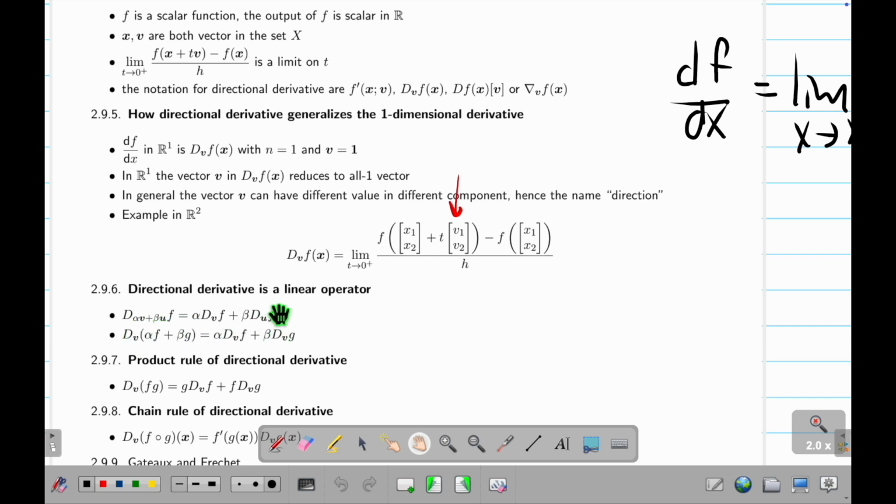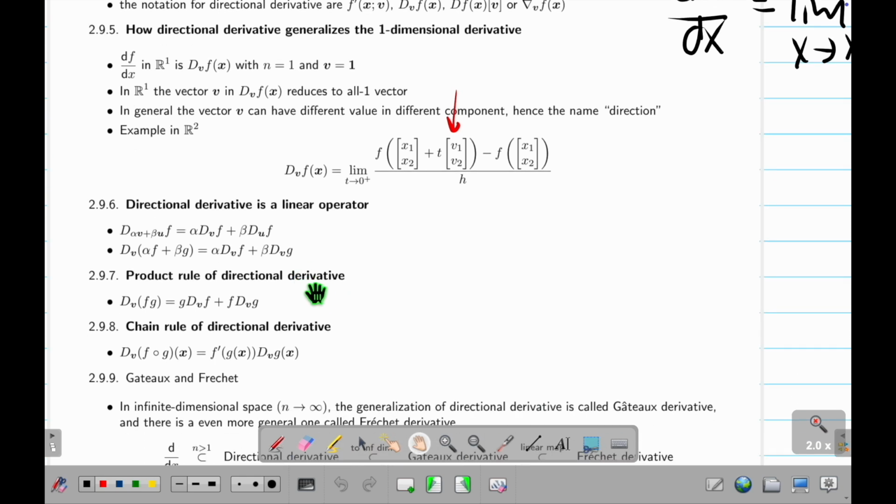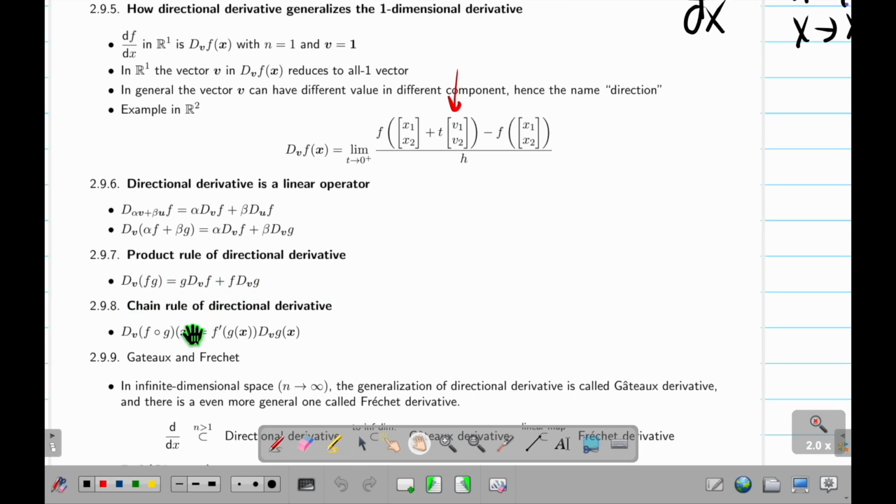These are, again, details. I'm not going to talk about how to prove these, why they are true. Okay, we are not talking about analysis, functional analysis. No, we just use them. And then you also have this product rule and chain rule. This will be useful later on when we talk about the chain rule.